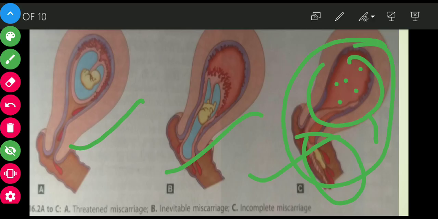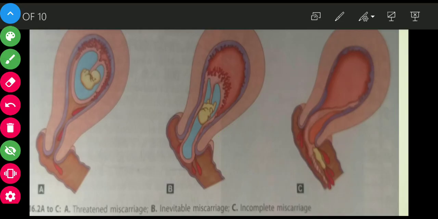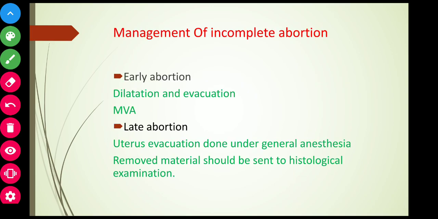Next we will see complete. In complete there is no specific treatment because all the conceptual material came out. If any bleeding is there, that might be controlled by giving methergine. If there is any blood loss, IV infusion can be given, and blood transfusion also can be done. Next we will see incomplete.